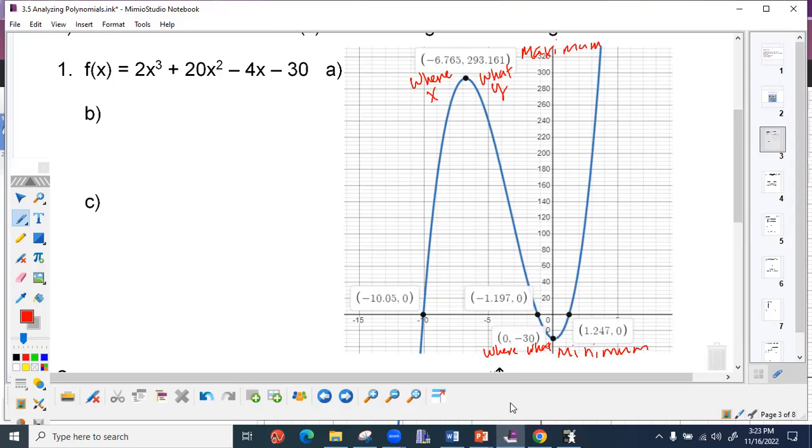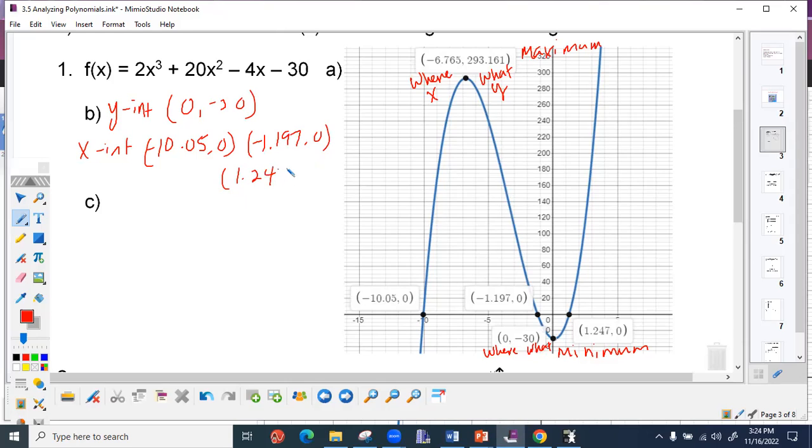Part B says, what are your intercepts? Well, my y-intercept is where? 0, negative 30, right? My x-intercepts, where do I cross the x-axis? My x-intercept's at negative 10.5, 0. I cross also at negative 1.197. And I cross at positive 1.247. There are my intercepts. How do you feel about finding your intercepts? Doable? Okay.